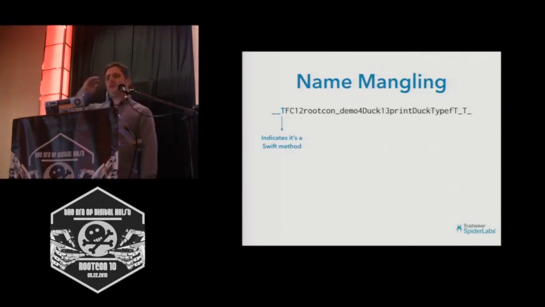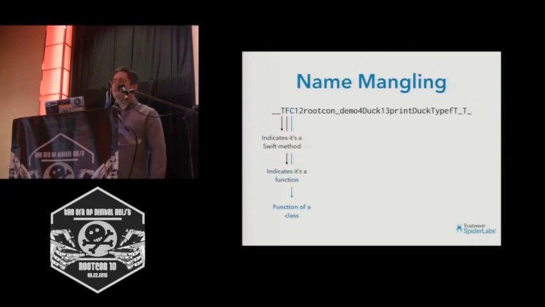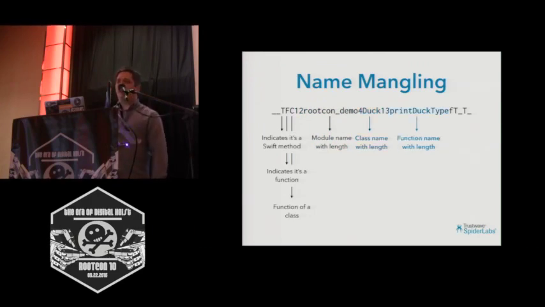The _t indicates that it's a Swift method. The capital F indicates that it's a function. The C indicates that it's a function of a class. Then you have the module name prefixed with the length. The class name prefixed with the length also. Then you have the function name also prefixed with the length. Then the function attribute. I'll go into the different attributes, but this one is that it's a function.